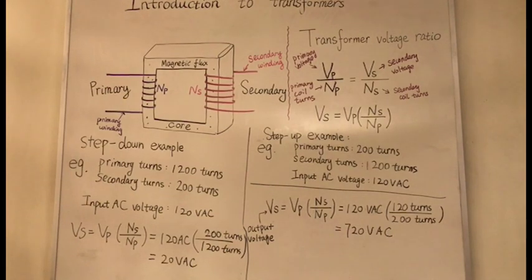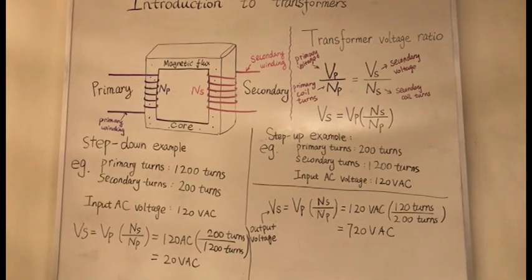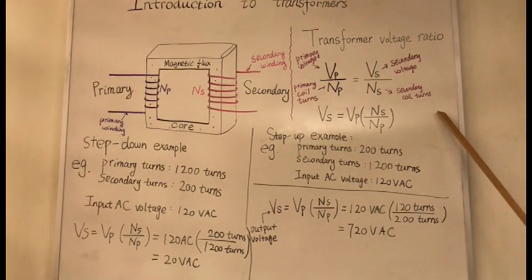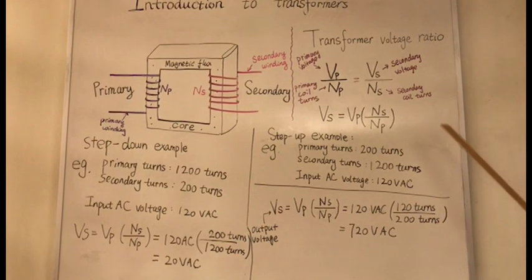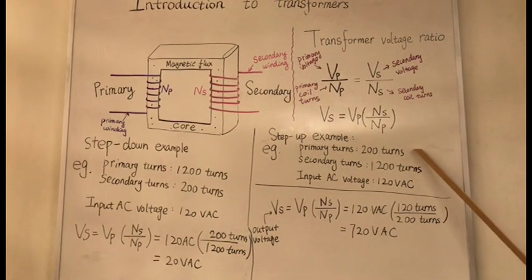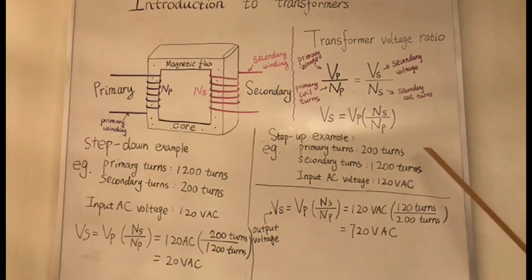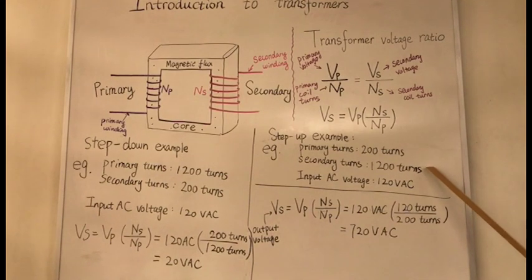So, since the voltage is proportional to the ratio of coil turns, if the number of turns in the primary coil is smaller than the number of turns in the secondary coil, the secondary voltage will be larger than the primary voltage, i.e. stepped up. So we have an example here of a transformer with 200 turns in the primary coil and 1200 turns in the secondary coil.